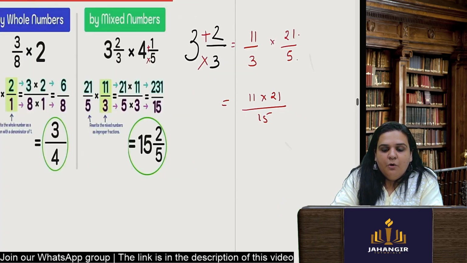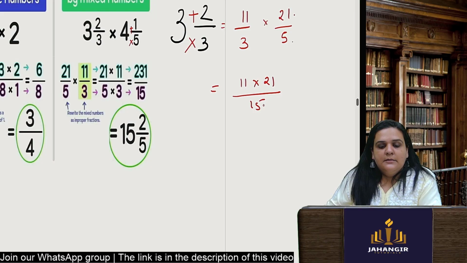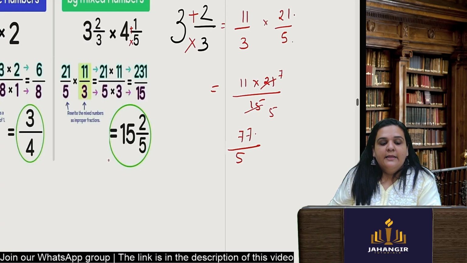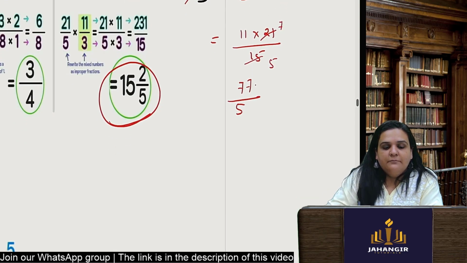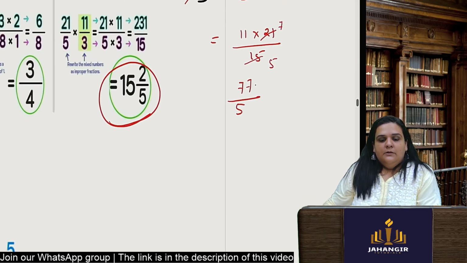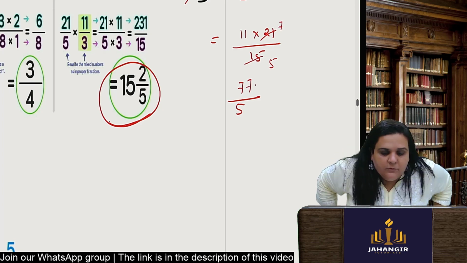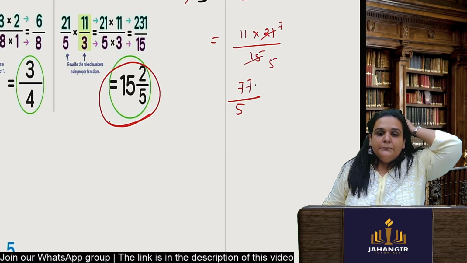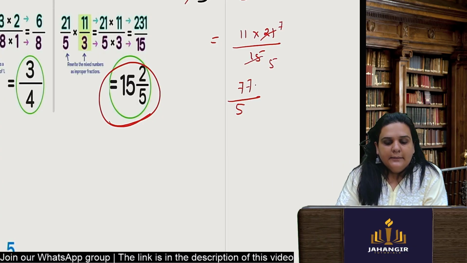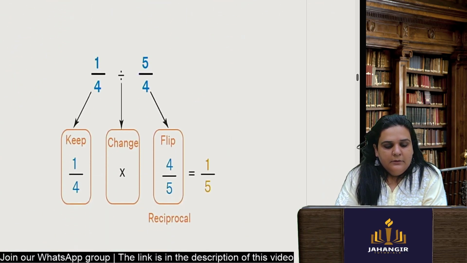Okay. If you want, you can simplify this. 3 5s are 15. 3 7s are 21. So 77 upon 5. And then again they have converted this into a mixed fraction. Okay. You can convert that again into a mixed fraction. Clear here?